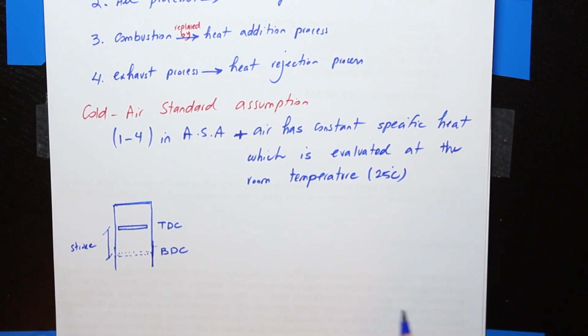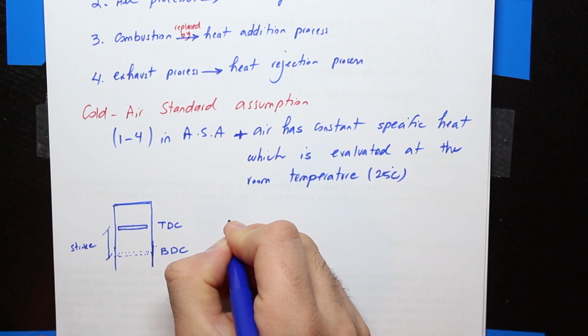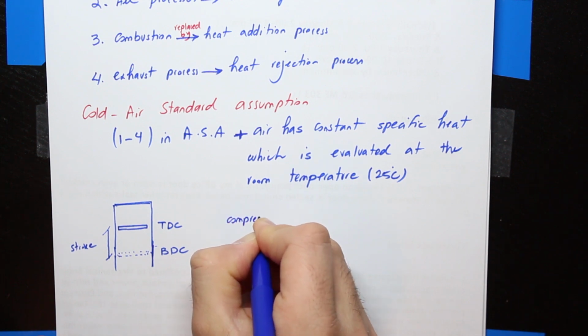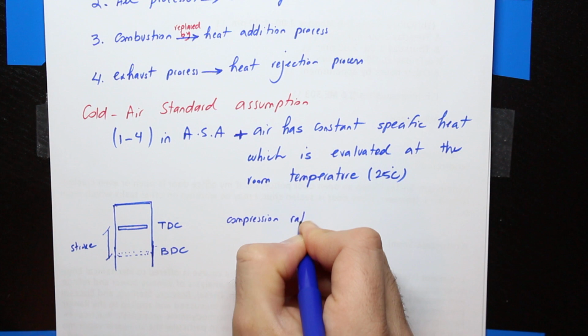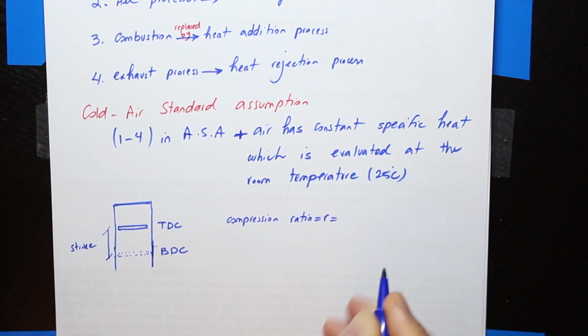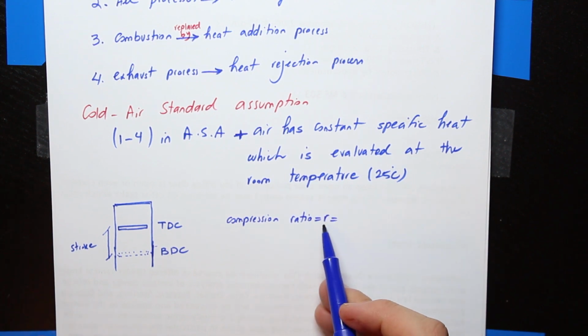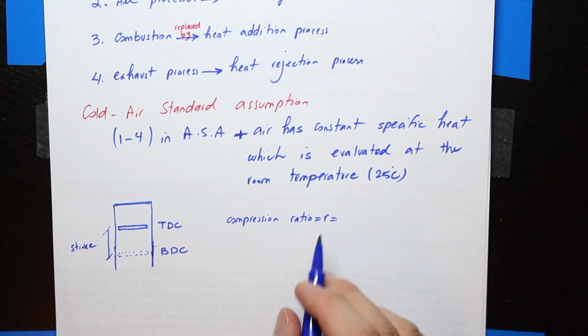The other definition we had was the compression ratio. We show that with R. So we have three different R's. The first one is just R, and the other two R's have subscripts.